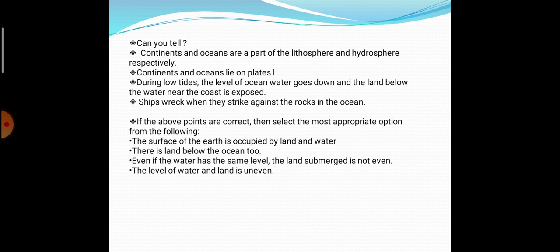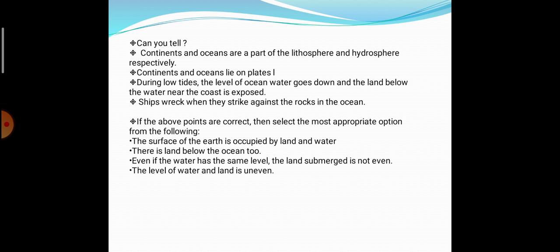Now, do continents and oceans lie on the plates? Yes, because the Earth's crust is made up of such plates, and there are 6 major plates, namely the Eurasian plate, Indian Australian plate, American plate, Pacific plate, African plate, and Antarctic plate. These are not the continents. They are the plates on which we find the continents.